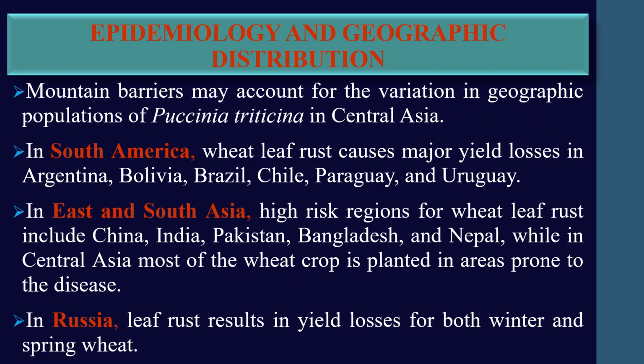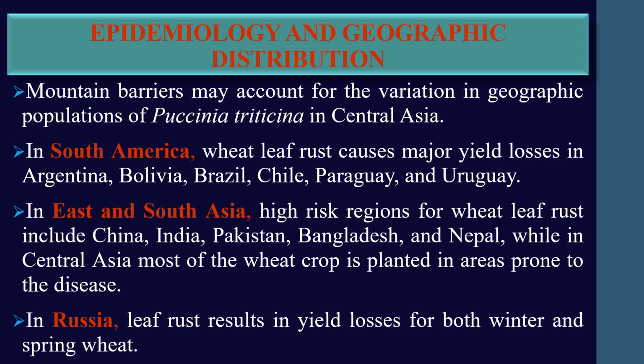Mountain barriers may account for the variation in geographic populations of Puccinia triticina in Central Asia. In South America, wheat leaf rust causes major yield losses in Argentina, Bolivia, Brazil, Chile, Paraguay, and Uruguay. In East and South Asia, high-risk regions for wheat leaf rust include China, India, Pakistan, Bangladesh, and Nepal, while in Central Asia, most of the wheat crop is planted in areas prone to the disease.